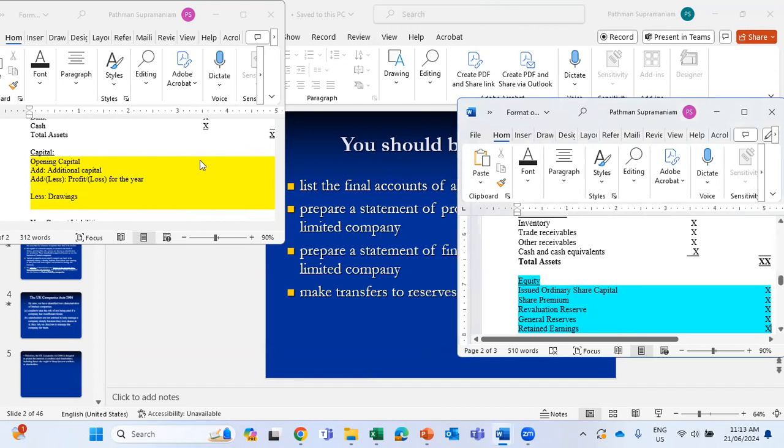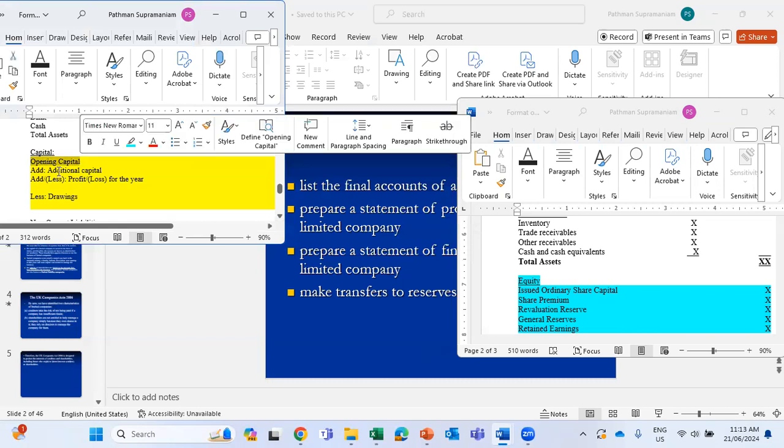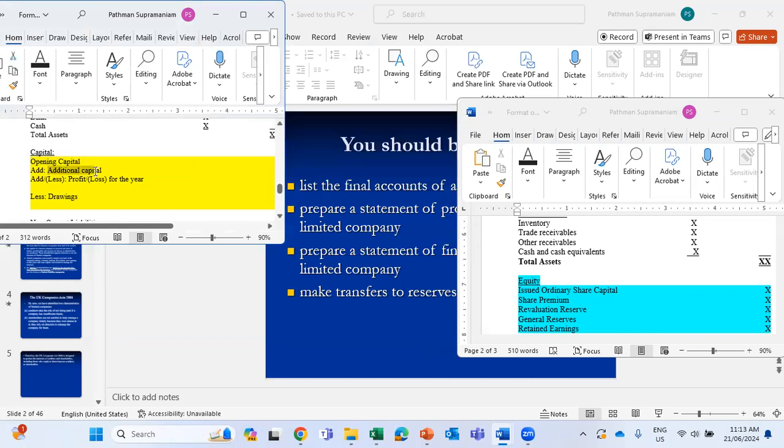Right? So in a sole trader, it's worded like this because there's only one person. So that one person doesn't have to share profits with anyone else. So this is the one person's opening net assets. This is the additional capital contributed by the one person. This is the profit or loss for the year of the one person's business. This is how much that one person withdrew. Everything is about that one person.